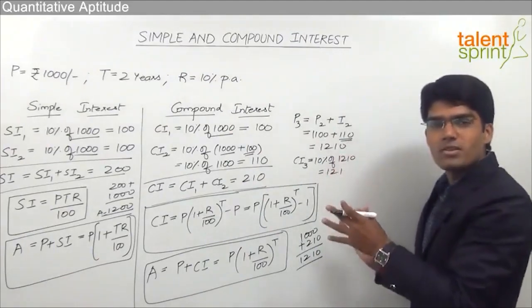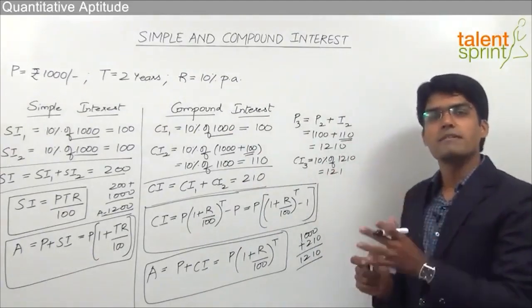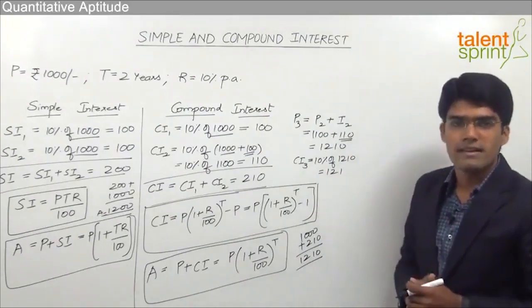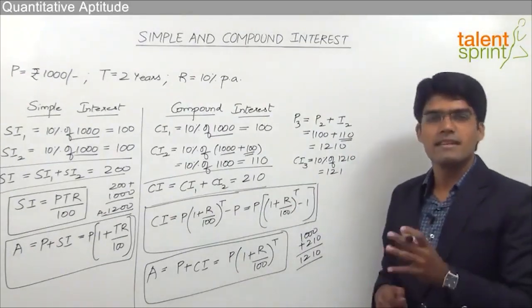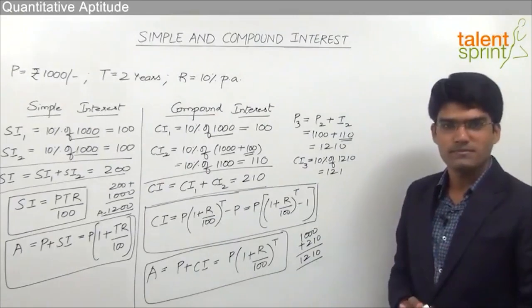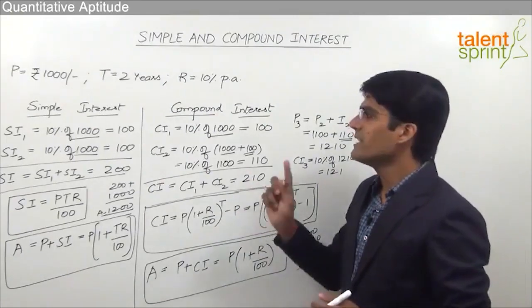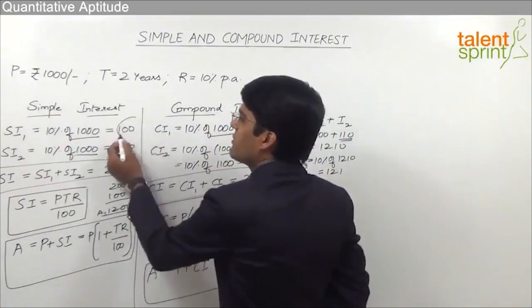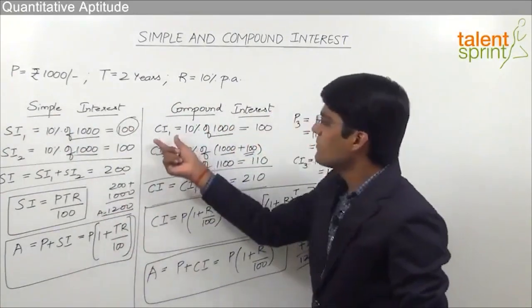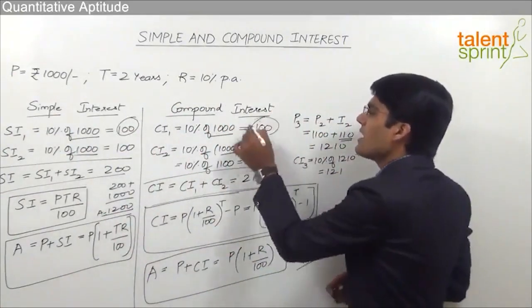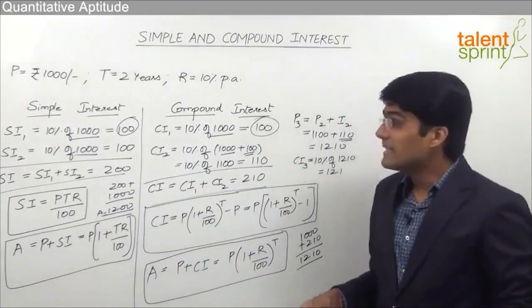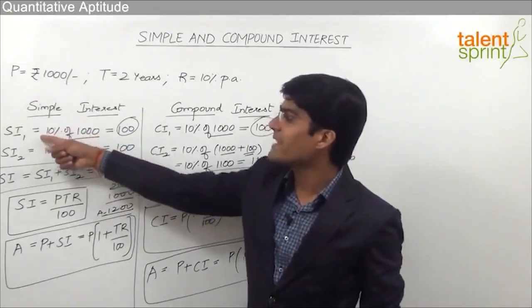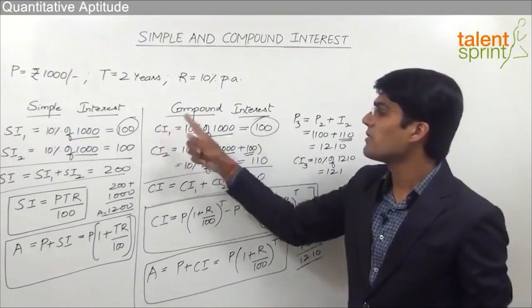So compound interest always is an interest on principal and earlier interest, whereas simple interest is an interest only on the principal amount. One more point that we can observe in case of SI and CI is, the simple interest for first year is 100 rupees and the compound interest for first year is also 100 rupees. That means there is no difference between SI and CI for a period of 1 year.